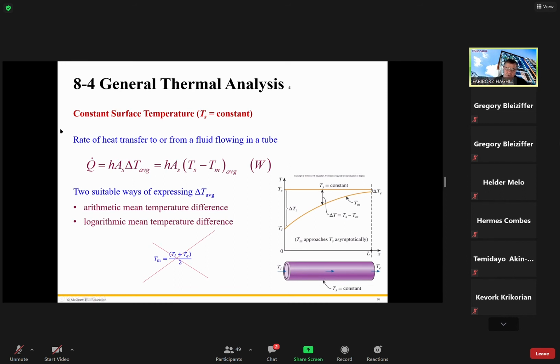Therefore, when I'm trying to apply h equals A delta T average, what does that average mean? How can I define this temperature? Because the delta T keeps changing, from here all the way to here and all the way to here.